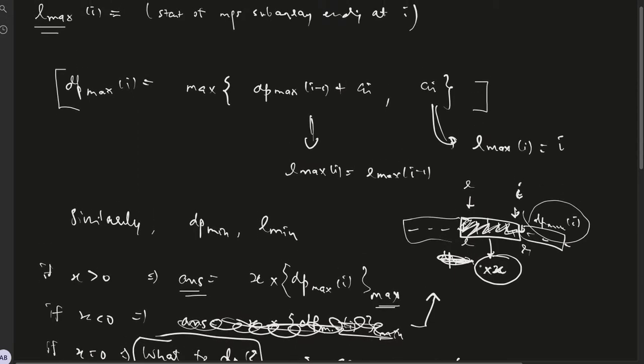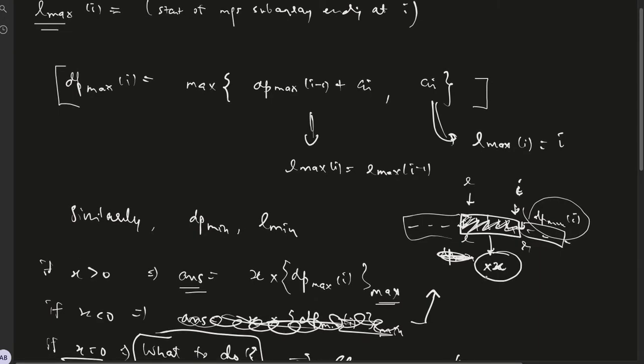Because it might so happen that... okay, do we need to do this though? Would this suffice or not? Let's think about it. What I mean to say is, would x times dp min of i suffice for x less than 0 or not?